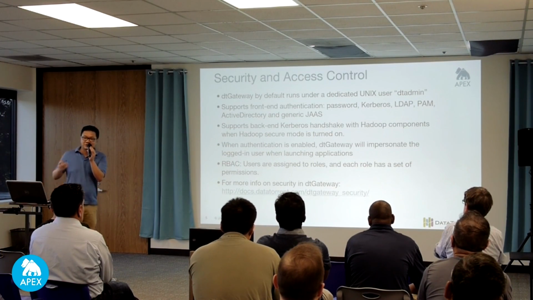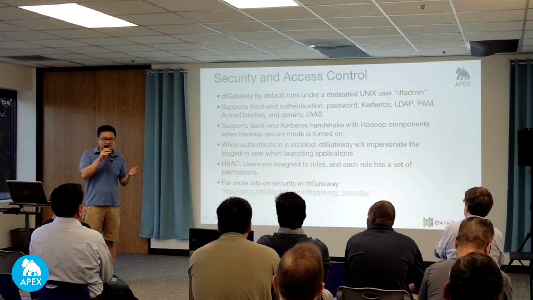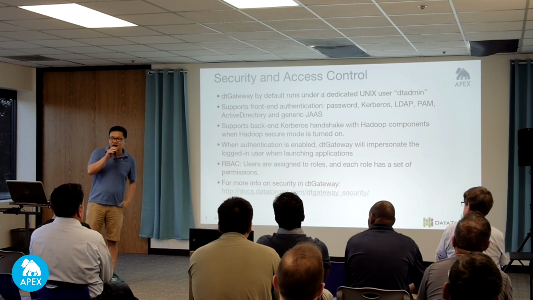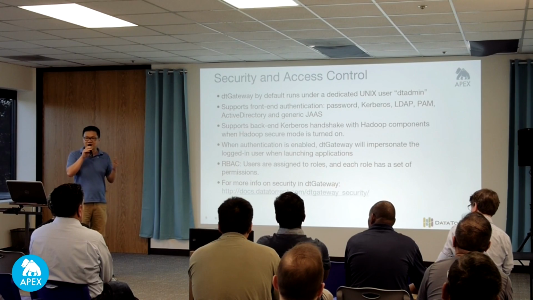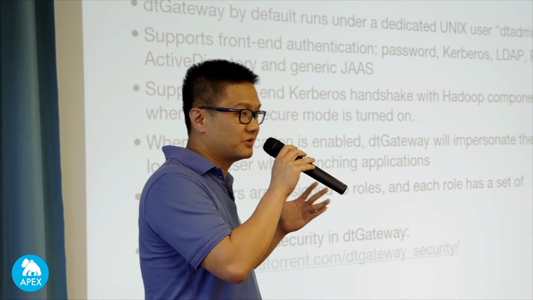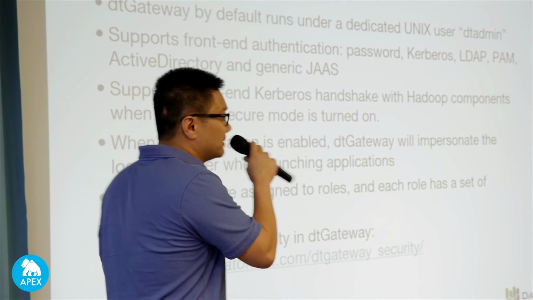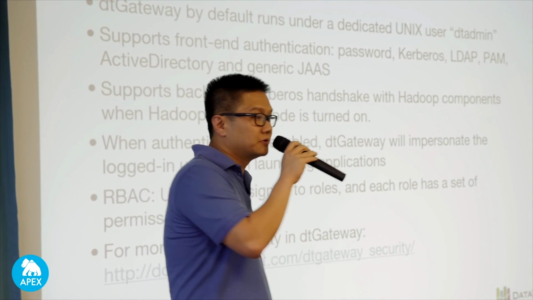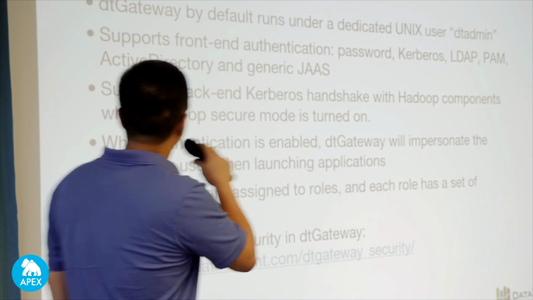As you can see, there's so much you can do with the DataTorrent gateway. You can kill applications, launch applications, and see other people's application data or metrics. So we need to have security and access control on the REST API.